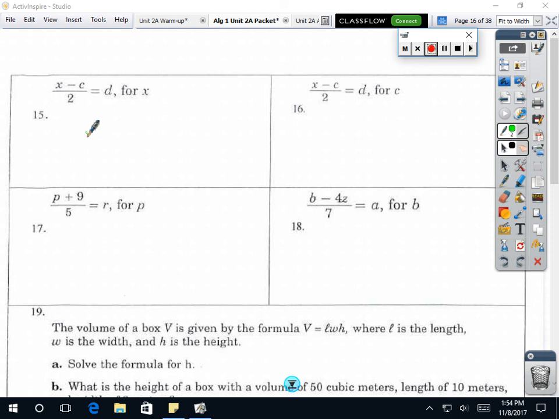Number 15. The first thing you need to do to get x by itself is multiply by 2 on both sides. Okay, yeah, because we're trying to get that 2 out of the bottom. It's divided by 2, so you multiply by 2. X minus c now equals d times 2, which is 2d. Now to get x by itself, you're going to add the c to both sides, and it becomes x equals 2d plus c.